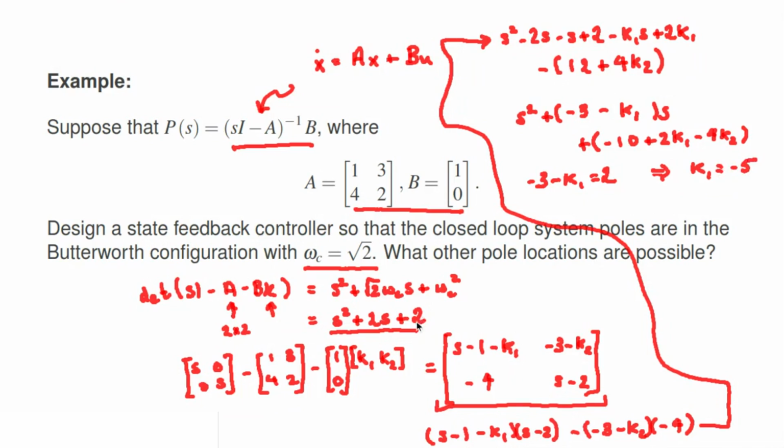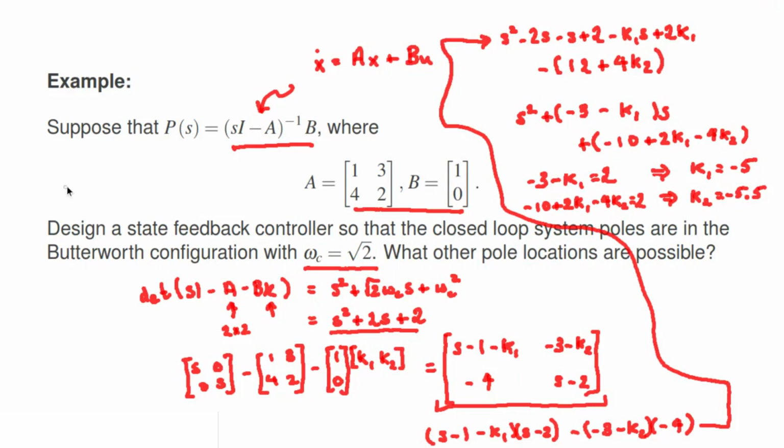And now we do that again, but with the constant term. So we know that minus 10 plus 2K1 minus 4K2 is also equal to 2. And what does that tell us? Well, we know K1 is equal to minus 5, so that's minus 20. We pull that over onto this side, and this gives us 22. So minus 4K2 is equal to 22, and that tells us that K2 is equal to minus 22 over 4, which is just minus 5.5. And, well, that's the answer to the first bit.